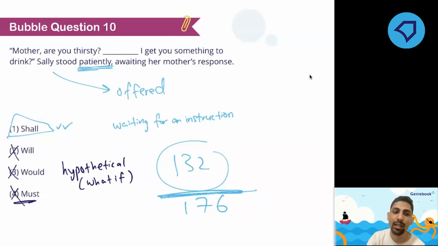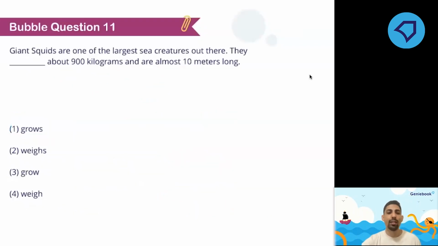theory. Okay. So another option that could be possible in this question is should. Mother, should I get you something to drink? Possible. Okay. Shall. There we go. But better question 11, second last question.